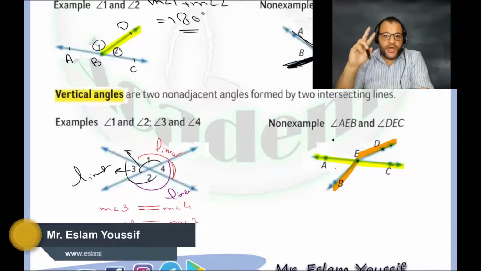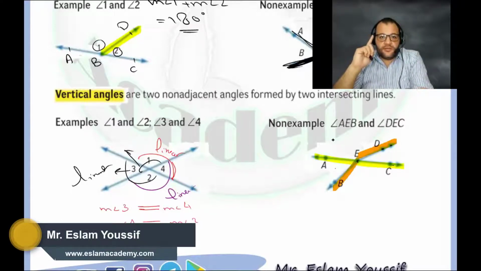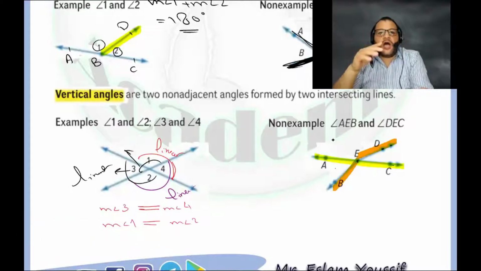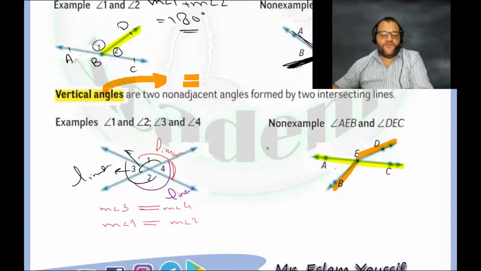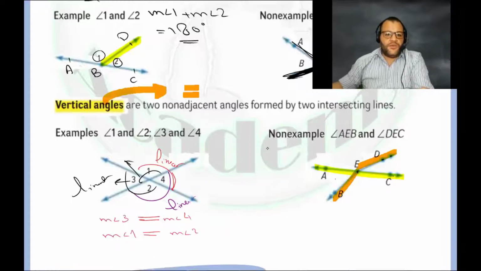The two lines must be straight. They are not vertical opposite angles. The main point of vertical opposite angles is that they are equal in measure. That is the idea, and we call the two angles vertical opposite angles.